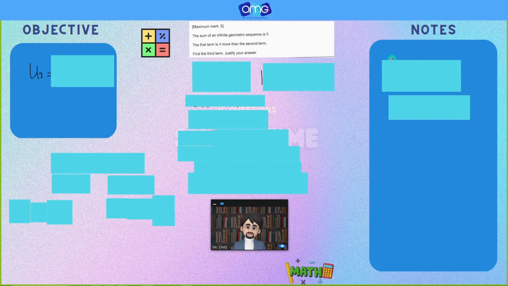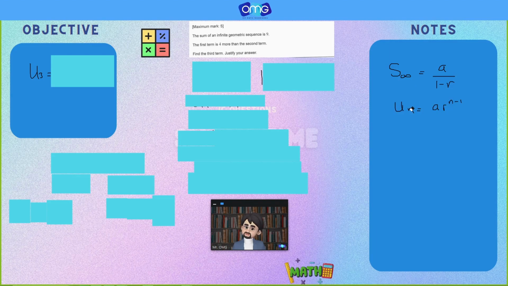IB questions about sequences. The sum of an infinite geometric sequence is 9, and the first term is 4 more than the second term. Let's remember the formula for an infinite geometric sequence: S infinity equals a over 1 minus r, while the nth term u_n equals a r to the power of n minus 1.